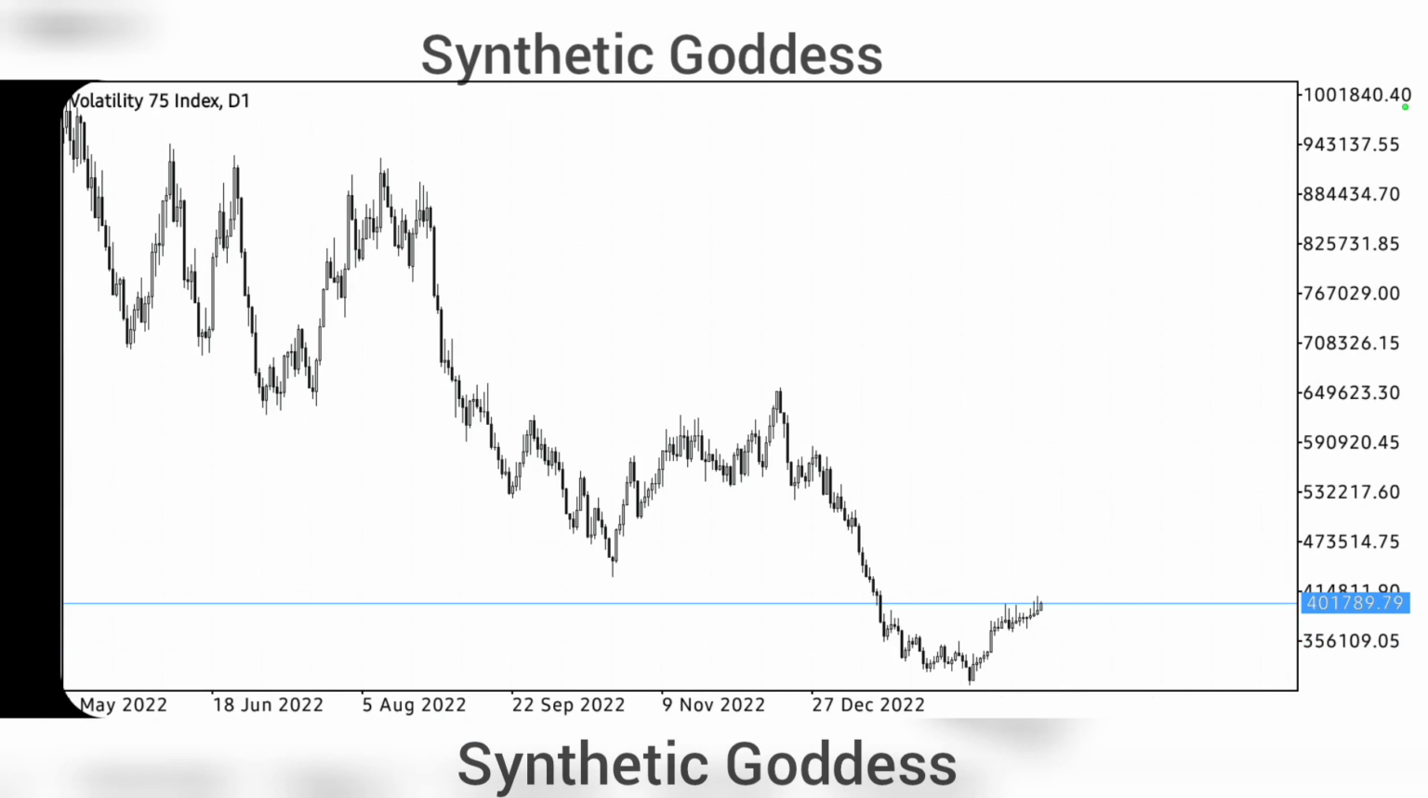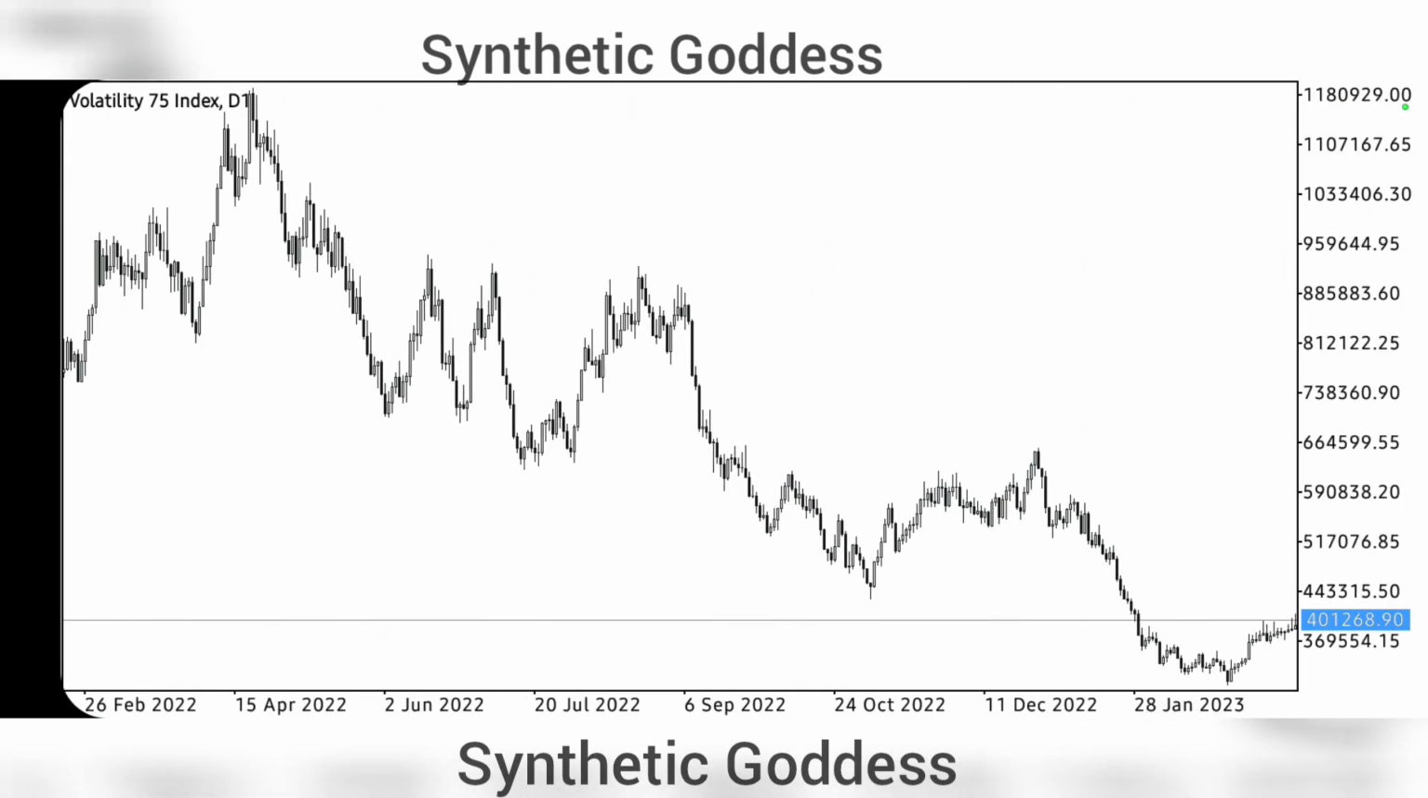This is not limited to synthetic indices alone. You can use it on currency pairs, you can use it on crypto, you can use it on synthetic indices. So these are the things you just need to look out for before taking any trade. I'm going to be using Volatility 75 index for an explanation here. I trade the synthetic market.